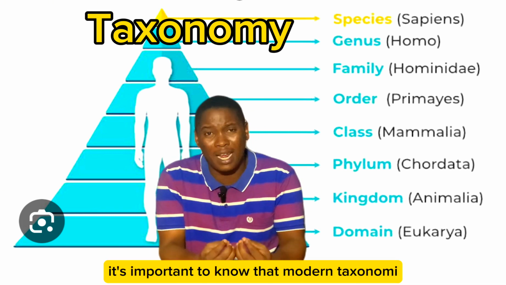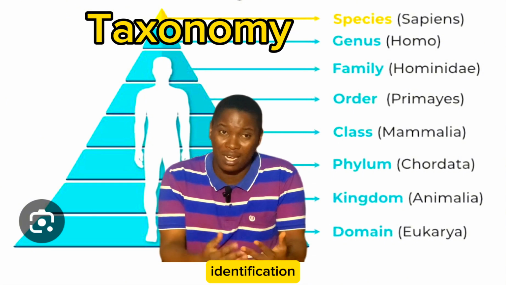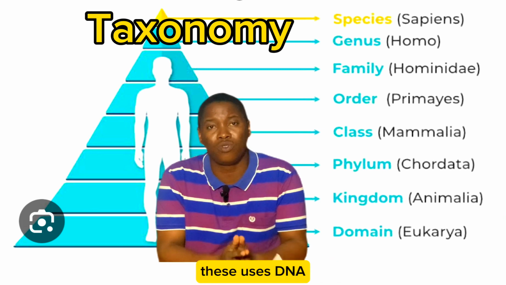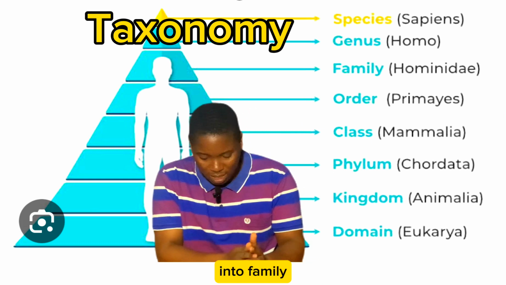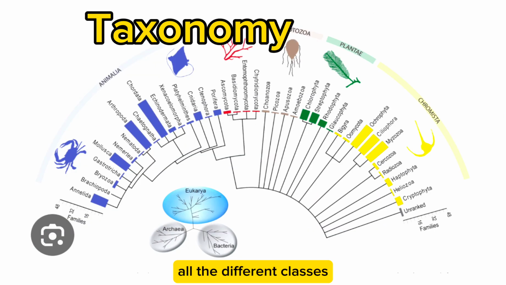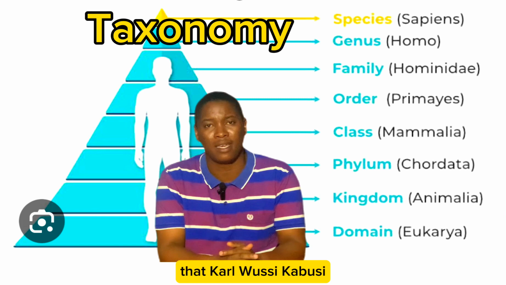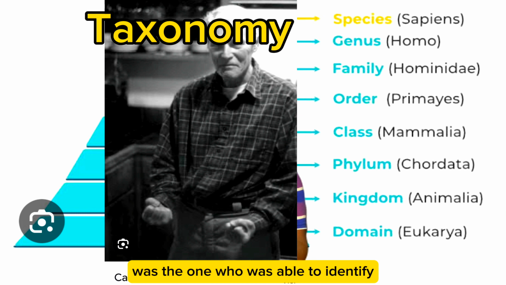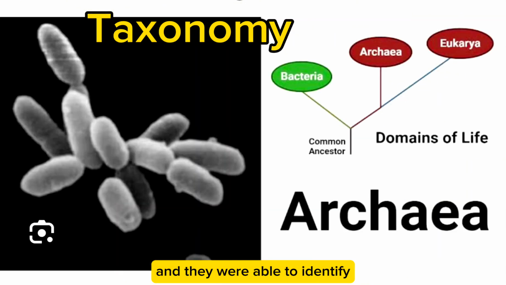It's important to know that modern taxonomy today, you remember I said taxonomy has to do with identification, classification, grouping, all those things we do together. Now, modern classification uses DNA and RNA majorly to group organisms into family, into order, and into all the different classes where we put organisms. Now, it's also important to note in taxonomy that Carl Woese, who was an American biologist, was able to identify the presence of archaea. He and his team discovered the archaea. This is important to know.